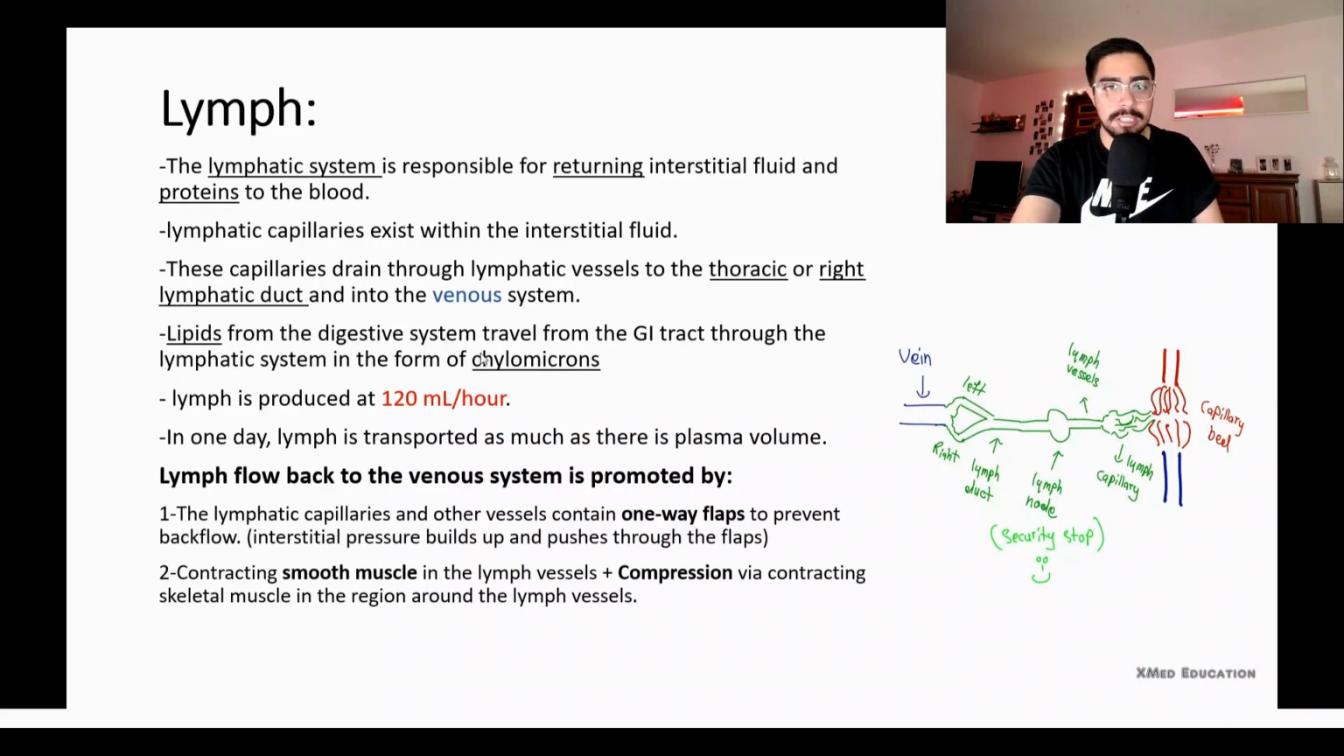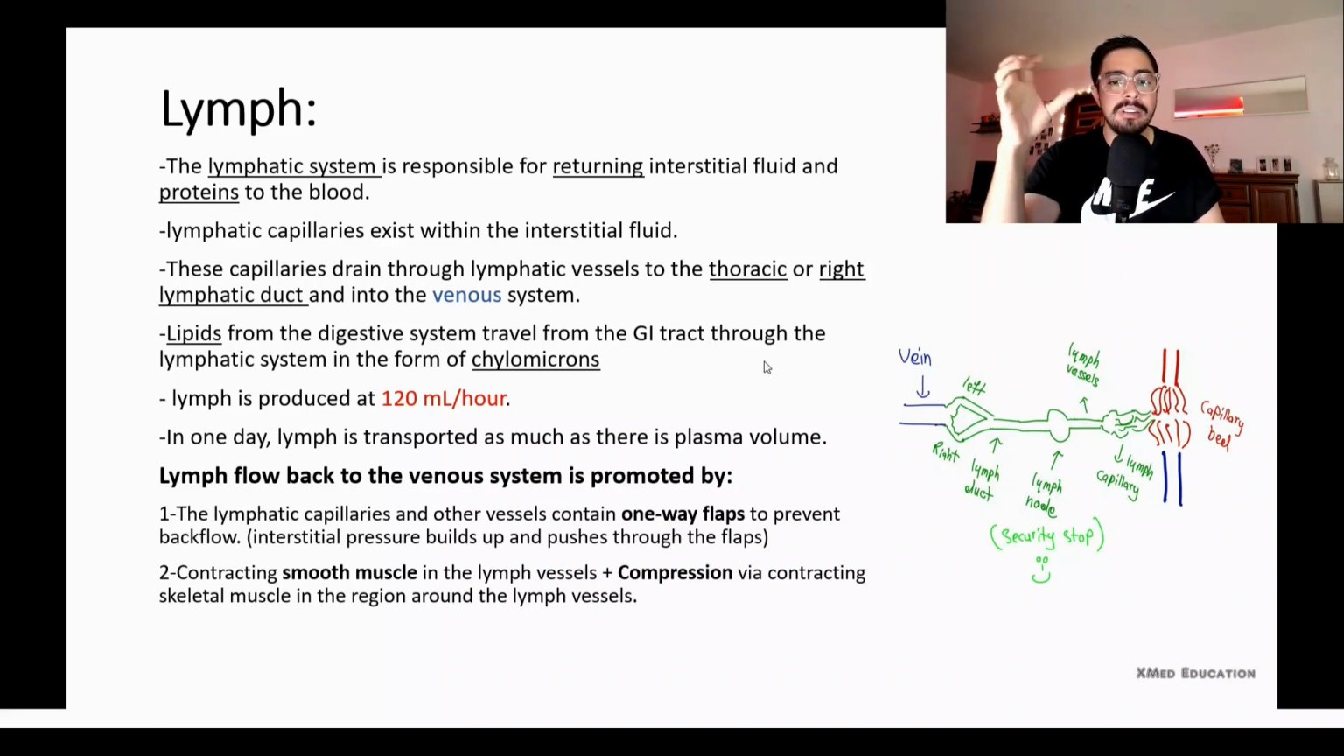It's something that you study in your biochemistry class. Lymph is produced at 120 milliliters per hour. So in 1 hour, 120 milliliters of lymph is produced, and in 1 day, the amount of lymph fluid produced is the same as the amount of the plasma volume. Lymph flows back to the venous system by two mechanisms.